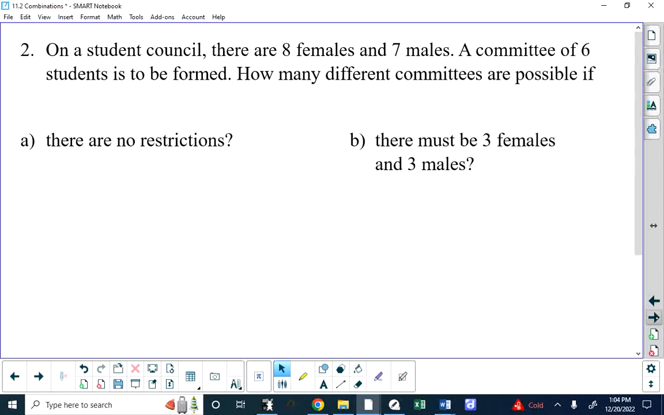On a student council, there are 8 females and 7 males. We want to pick 6 students out of that 15. Don't overcomplicate things. If there are no restrictions, how many different committees can you create? Maybe I'll stop for a second. Committee, by definition, means a group of people with no positions. It's 15 people in total. Choose 6. That's the answer.